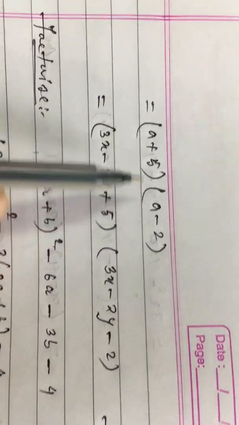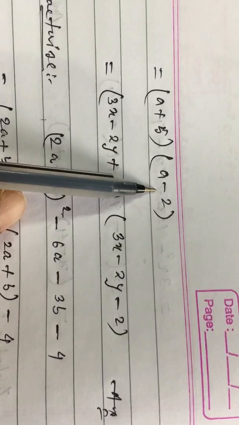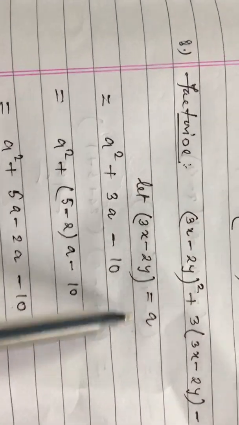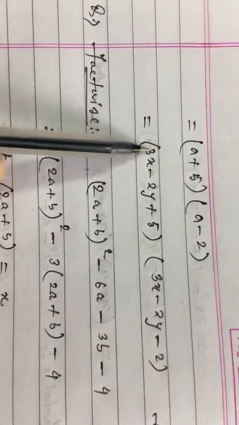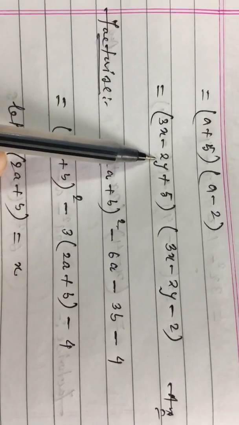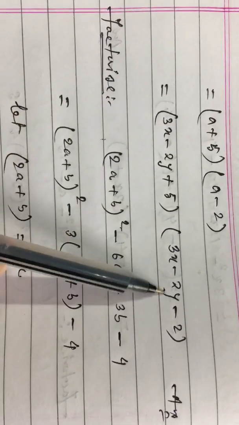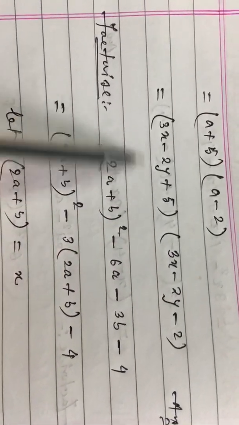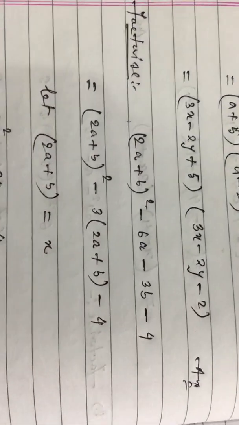And after factorization, write back the value of a, whatever you have supposed as a. I think a you have supposed here as 3x minus 2y. That value we are putting here. 3x minus 2y plus 5, 3x minus 2y minus 2. So this will be the factors of the given expression.